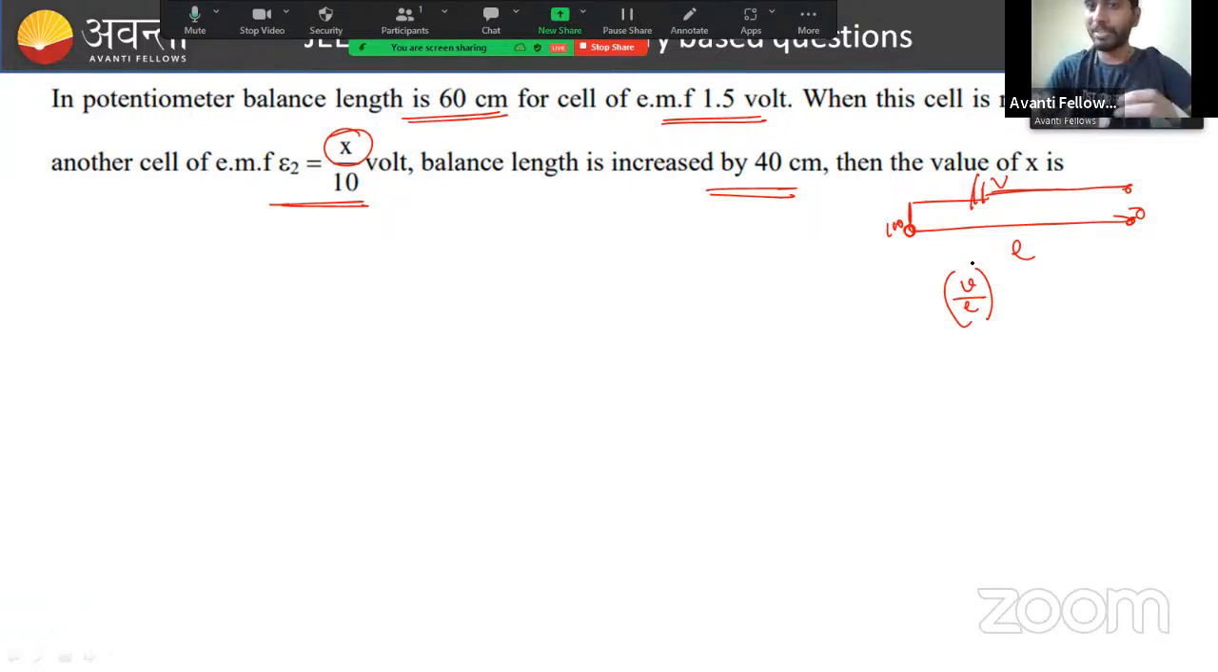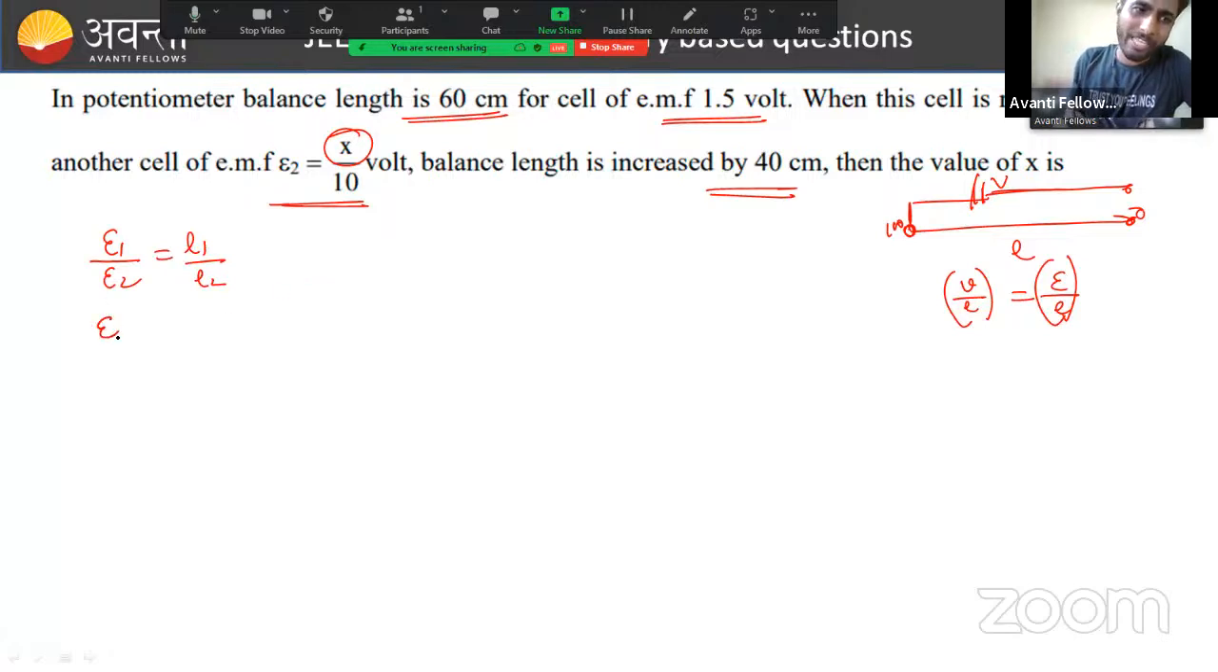By doing this only, we can calculate the value of potential drop with respect to that length. From this equation we got to know that EMF of the cell by length is equal to a constant. Then we'll write like this: if I'm going to use 2 cells in a potentiometer, E1 by E2 is equal to L1 by L2.